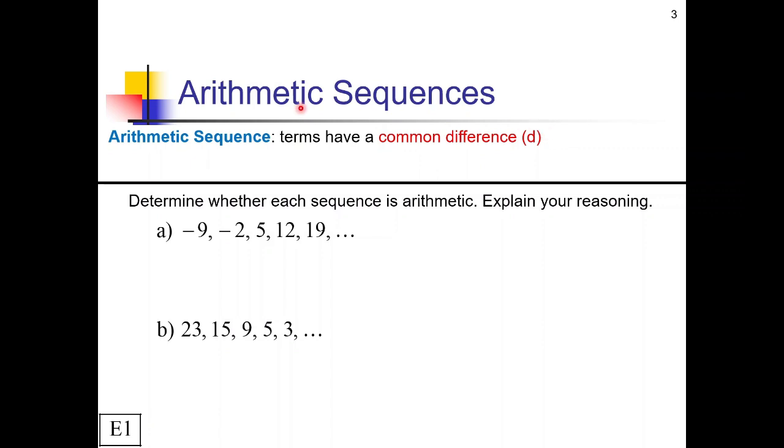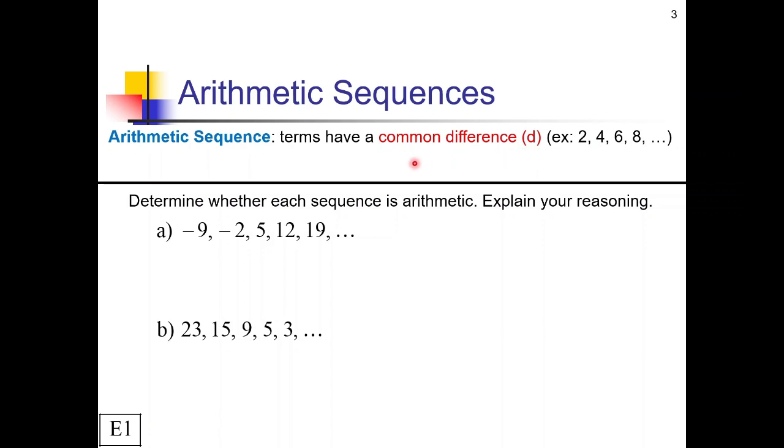So an example of an arithmetic sequence would be one we've actually seen before, 2, 4, 6, 8. This is an arithmetic sequence because if you find the difference between any two pairs of terms, like 4 minus 2 or 6 minus 4, 8 minus 6, it's always the same number. You're always adding the same number to get the next term.